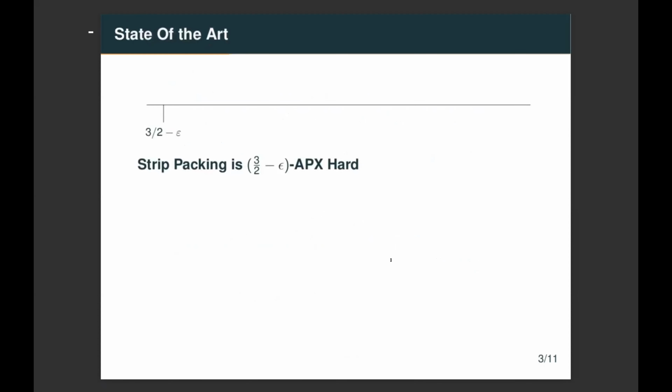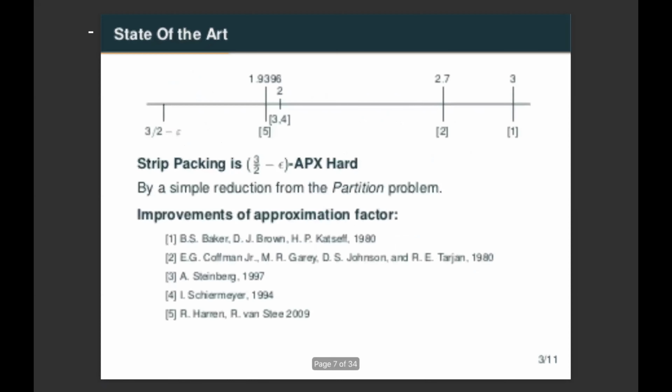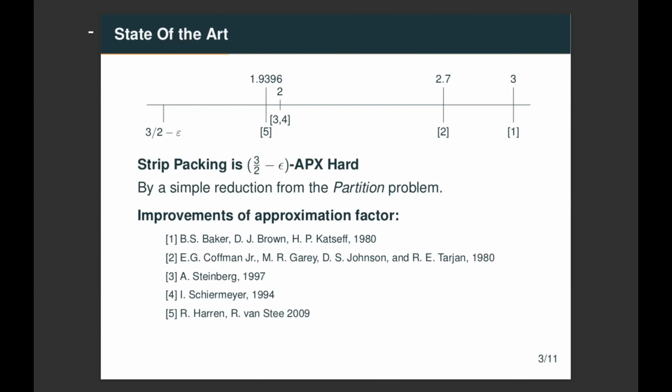The state of the art of this problem is as follows. Strip packing is known to be 3/2 minus epsilon hard to approximate. This can be shown by a simple reduction from the partition problem. Then there were a sequence of improvements in terms of approximation factor, started by a 3 approximation in 1980 to a 1.9396 approximation in 2009. And the current best known is a 5/3 plus epsilon approximation algorithm by Harren, Jansen, Prädel, and van Stee. So now the open problem is this gap from 3/2 minus epsilon to the upper bound of 5/3 plus epsilon.